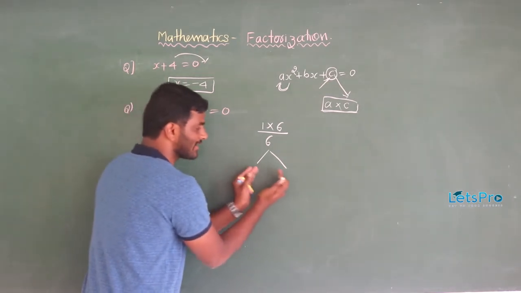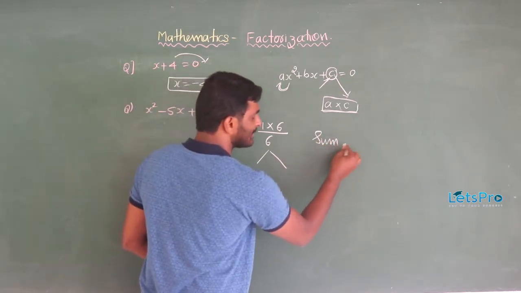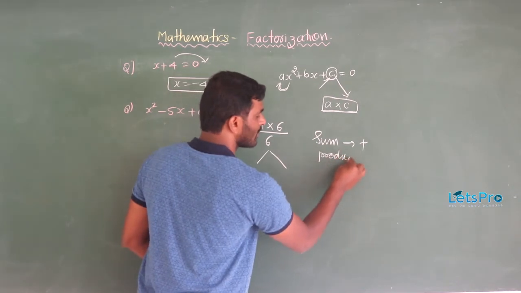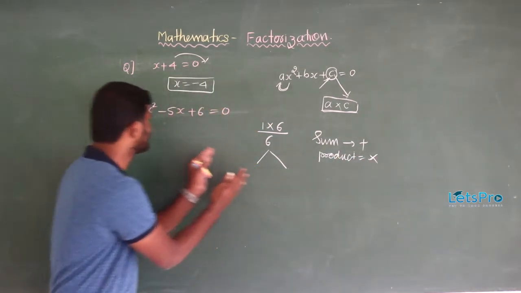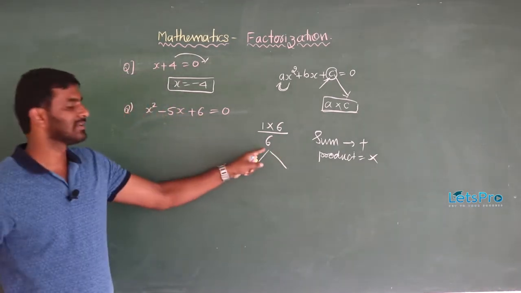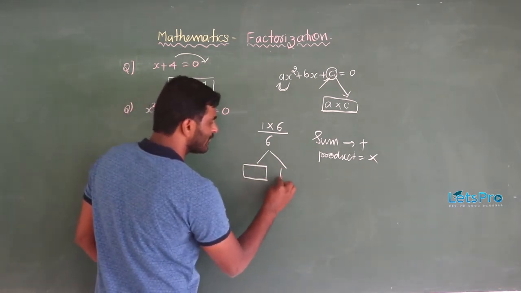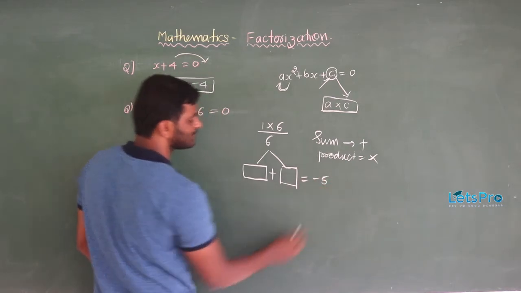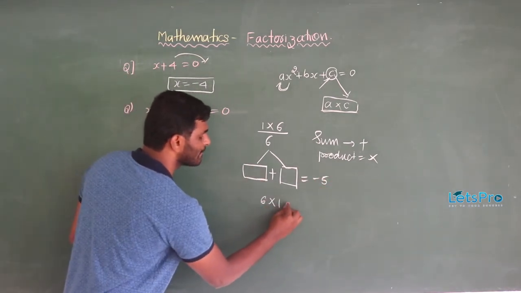The sum is nothing but addition, and the product is nothing but multiplication. The sum of the two numbers is exactly the middle term, and the product of the two numbers is exactly 6. So which are the two numbers? When you add them, we need to get minus 5. Let us write the factors of 6.